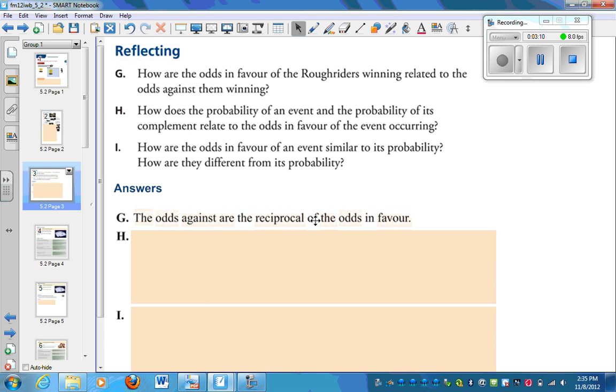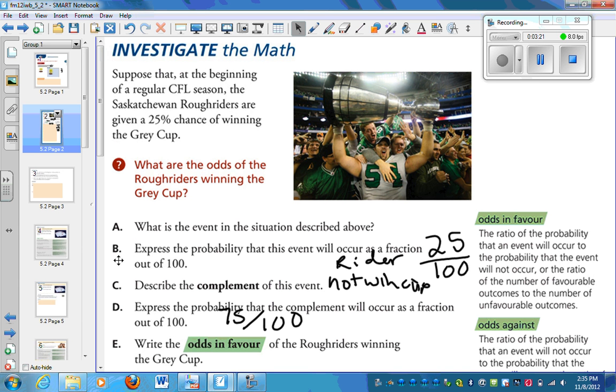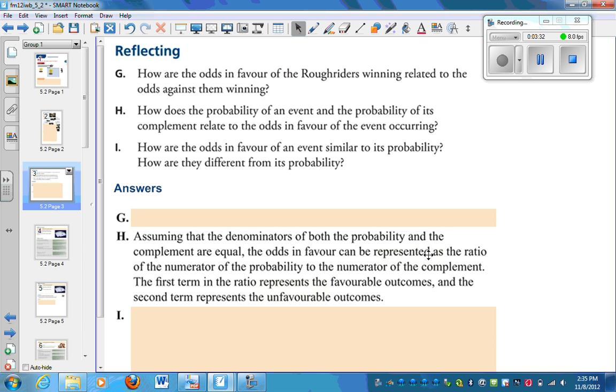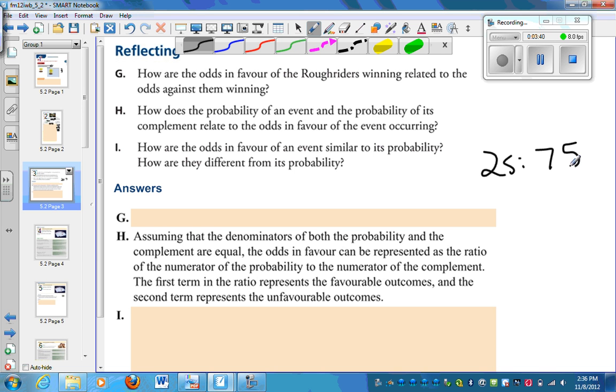Okay, they are reciprocals. How does the probability of an event and the probability of its complement relate to the odds? So remember the probability, we said 25 and 75 over 100. Assuming that the denominators are the same, the odds can be represented as the ratio of the numerators. So remember that was 25 is to 75. The first term represents the favorable and the second is the unfavorable. So if the probabilities have the same denominator, we can change them into odds. How are the odds in favor of an event similar to its probability? How do they differ from its probability?